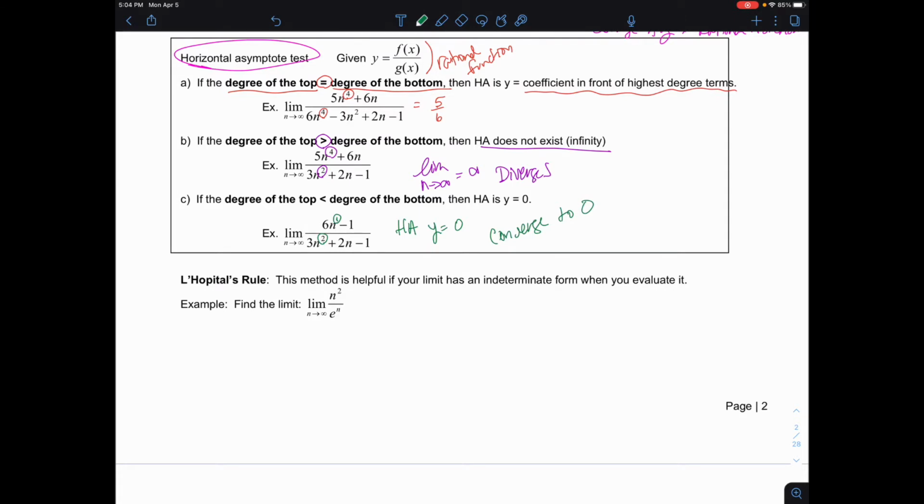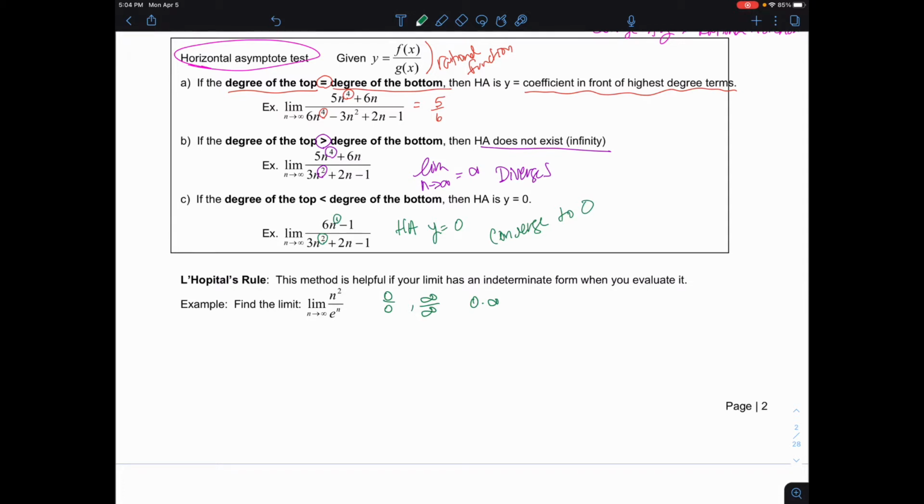Then using L'Hopital's rule, we might want to remember some of the forms of L'Hopital's rule. So we really want to have a 0/0. We could have infinity over infinity or 0 times infinity. These are all what we call indeterminate forms. So we're going to look and see what happens. We'll use L'Hopital's rule here.